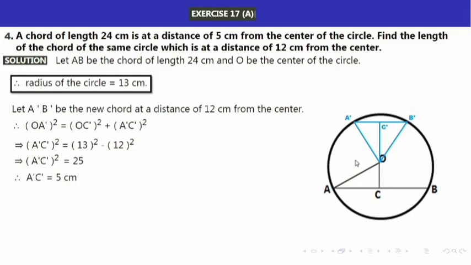That means the length of the chord will be, see, A dash C dash is this much, right? So the length of the chord will be just double of this, because this perpendicular will bisect the chord. So the length of the new chord will be double of 5 centimeters, which is exactly 10 centimeters, right? You may pause the video and note down your solution.